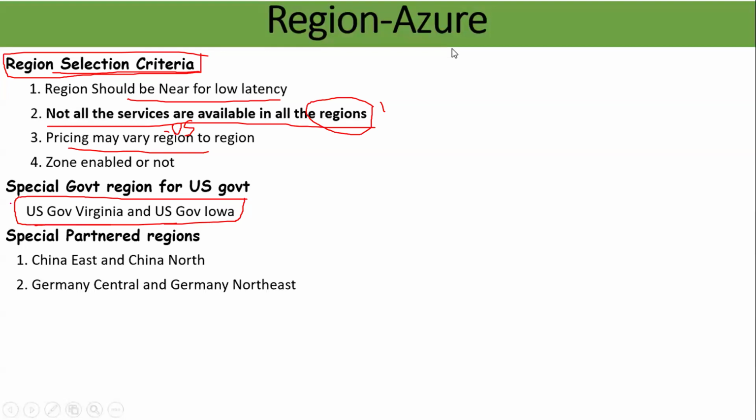Okay. And also if you're talking about the special partner region here, China. Here what happens is that China is different compared to the other regions, like the country.